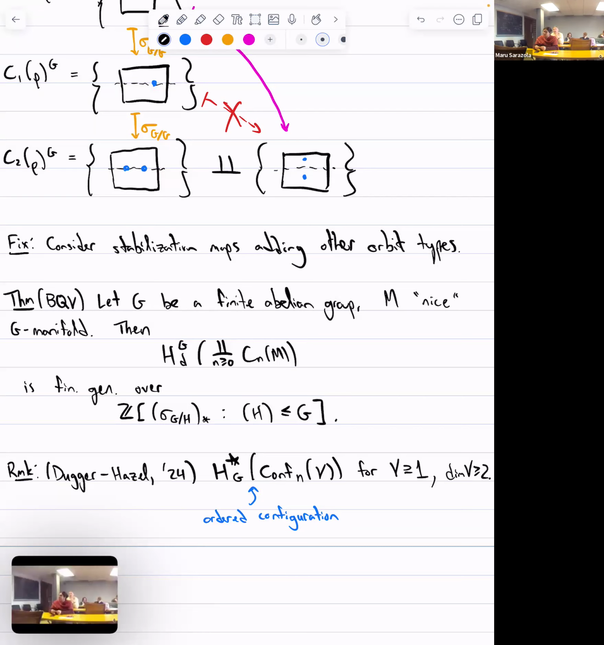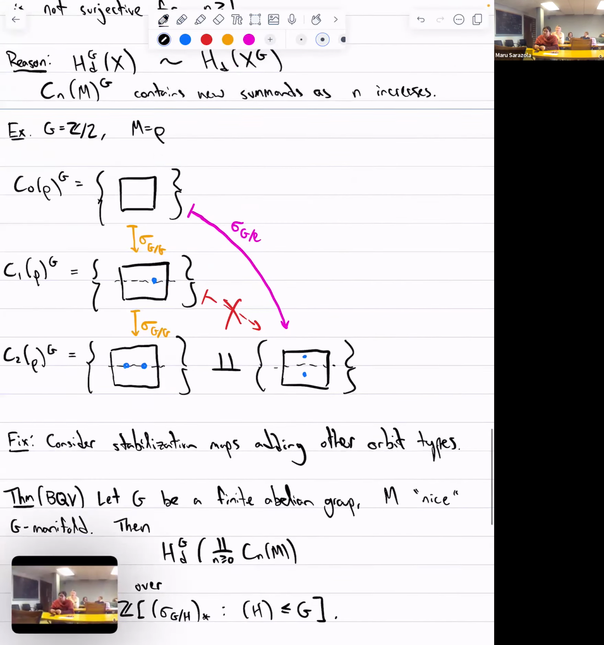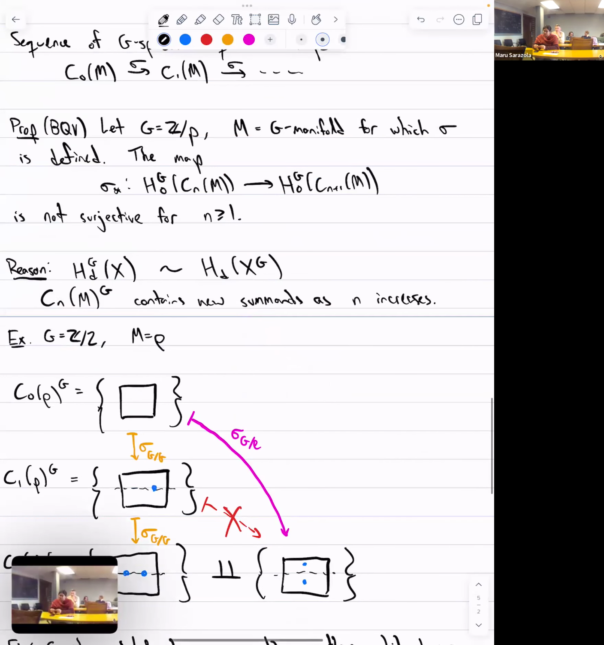I was wondering, in this picture that you showed to us previously, say if you're considering d equal to 0 still, then if your stabilization map is adding a free orbit each time around, then you seem to be missing the previous connected components, which had all the points concentrated on the real line.